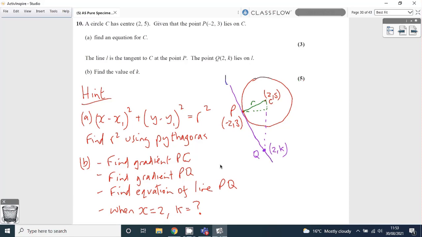That will allow us to work out the equation of the line PQ using y minus y1 equals m times x minus x1. We now know the gradient and we know a point on the line, P. And then once you've got the equation of the line PQ, substitute in x being 2 to work out the y value k.